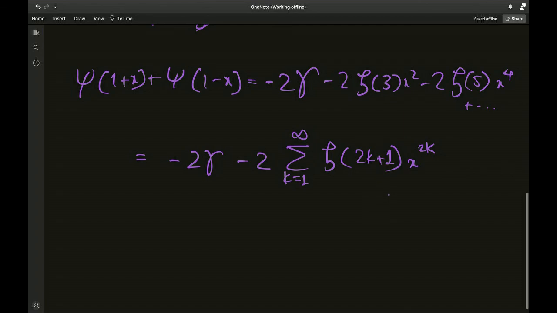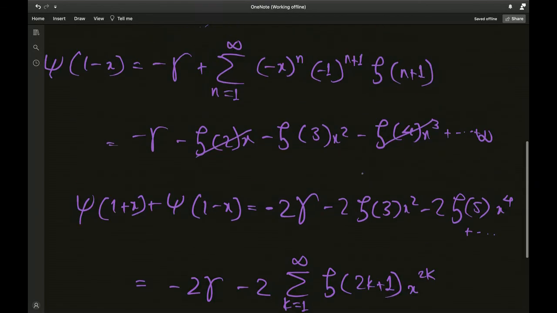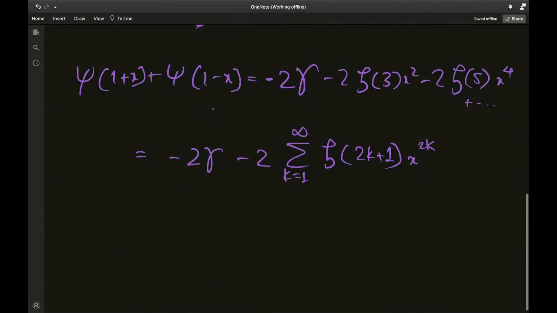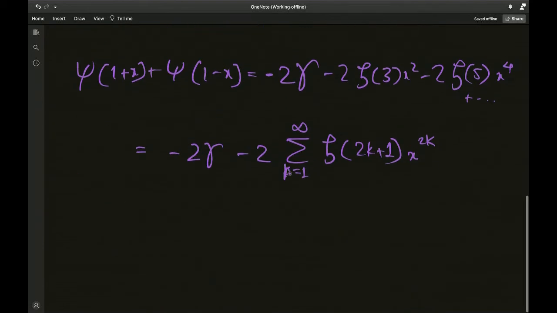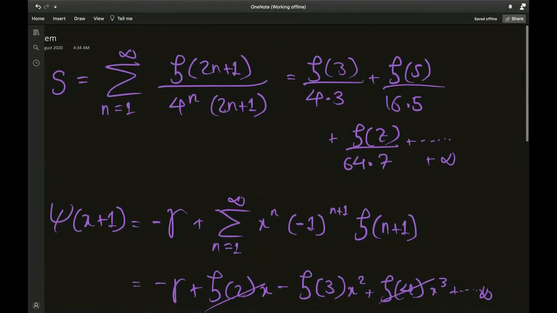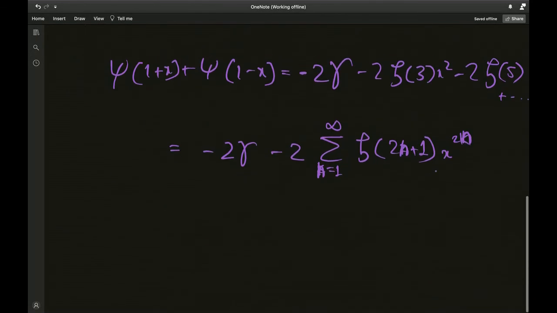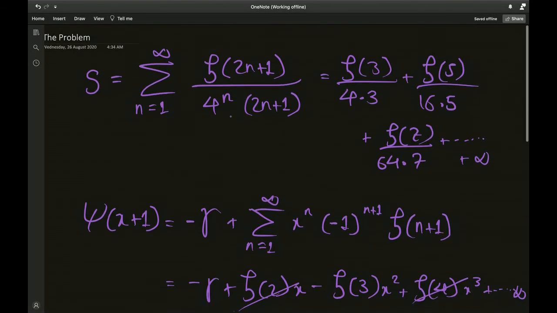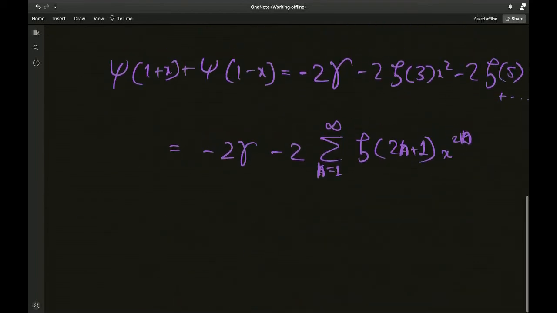Okay, fair enough. So comparing this with our original problem, if we change, say, k to n, again it's a variable, we can change that. We have this, we have S, right? If we change x to a half, we'll have this 4 to the n factor also. But the challenge is this 2n plus 1 in the denominator. How can we generate a 2n plus 1 over here? How can we do that?